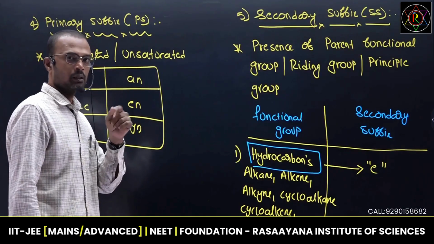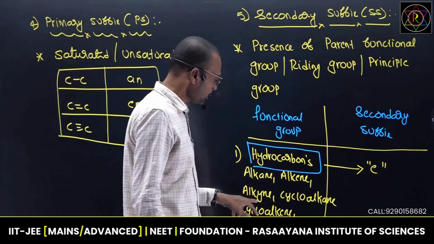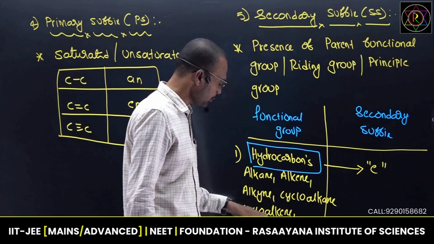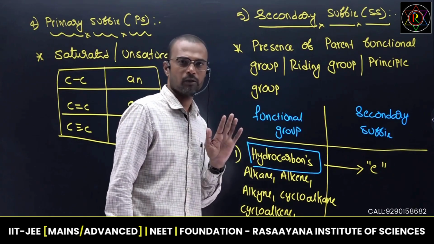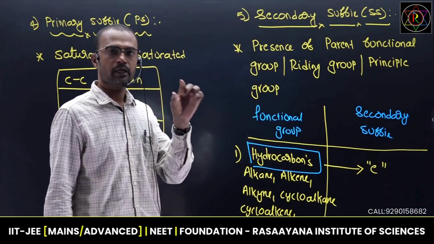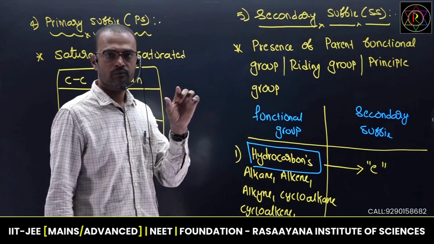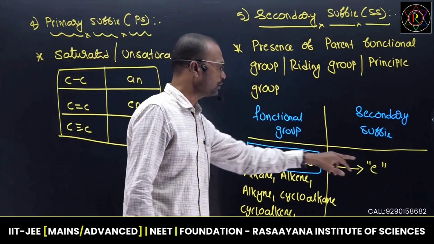Just check out: methane, ethane, propane. If it is a double bond, also end with ene. Triple bond also ends with ene. Simple ring, double bonded ring, triple bonded ring, alkadiene, any hydrocarbon, even benzene also. Any hydrocarbon means the skeleton carries only carbon and hydrogen, but not any other element. That is called hydrocarbon. If it is hydrocarbon, end with E.